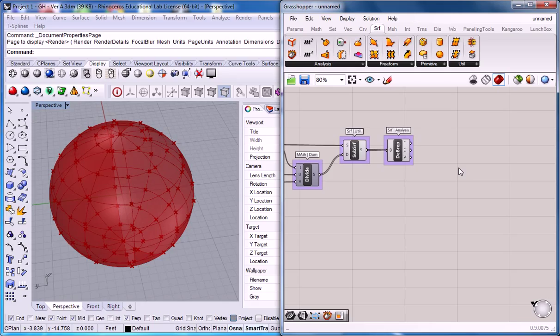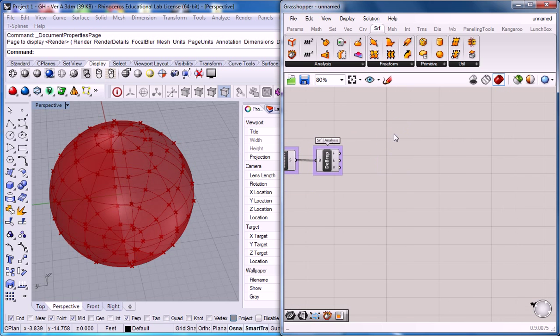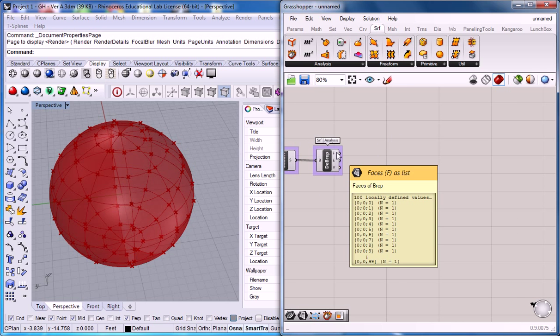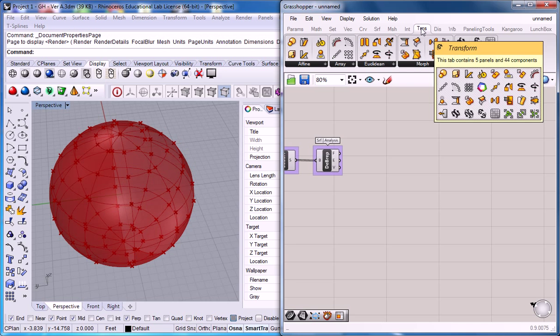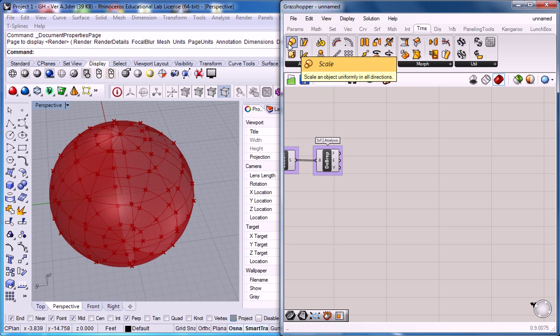So here's where it really starts to get crazy. What I want to do is increase the size of this sphere, but not the size of the cells, right? I want to move them away from the center. So my first thought when I was running into this, I actually thought, well, why don't I just scale it? So let's take a look under the Transform tab. And we're going to look at, under Affine, this one right here, it's called Scale. It says it'll scale an object uniformly in all directions. So let's drop that in and take a look at it.